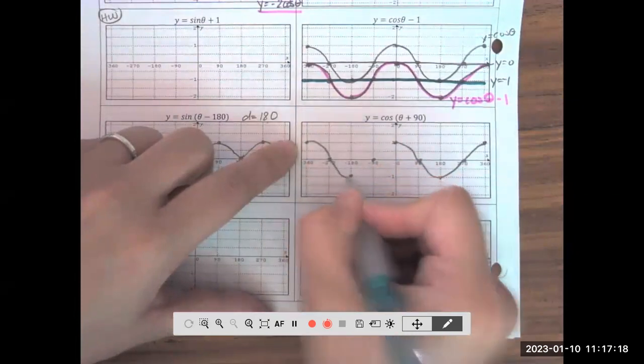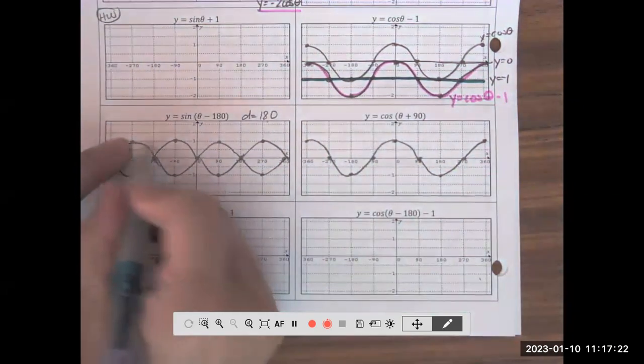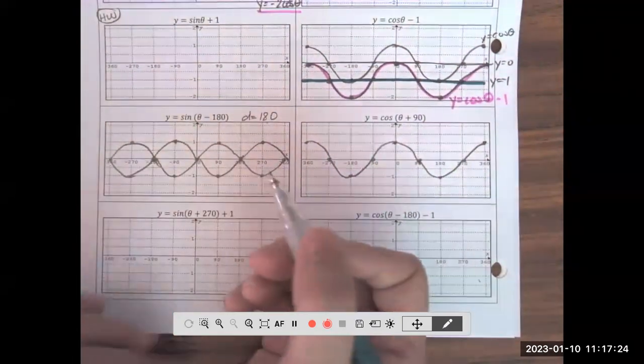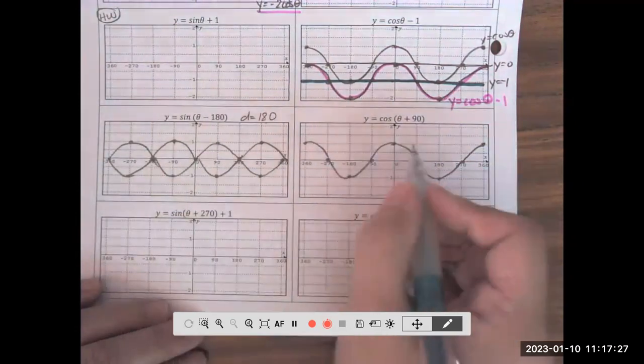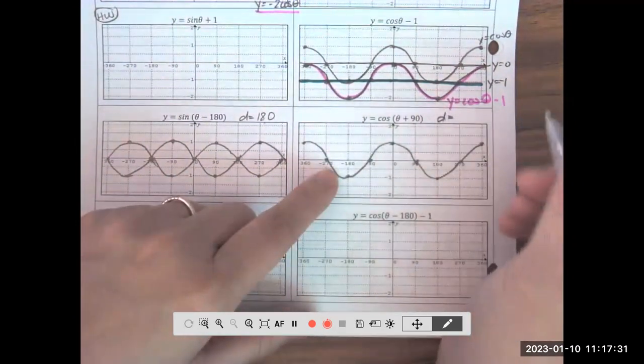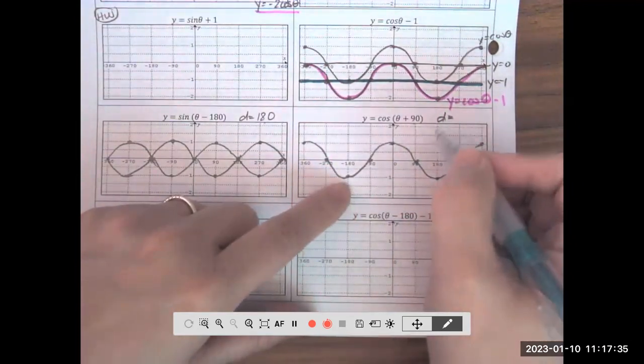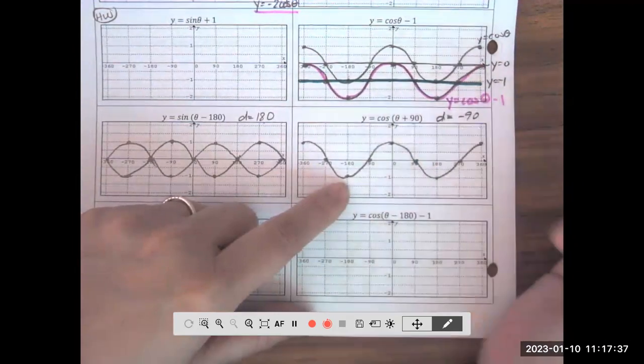Now, some teachers also teach that you can just take every single point and move it 180. That's also okay. That's still transformations, right? So here my D value is what? Rwand, what's my D value here? So I'm going to the left or right? By how many units? 90.